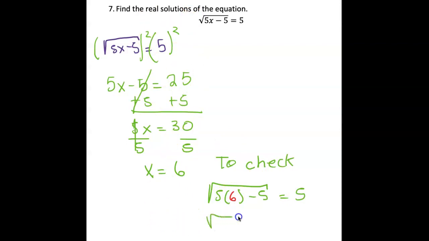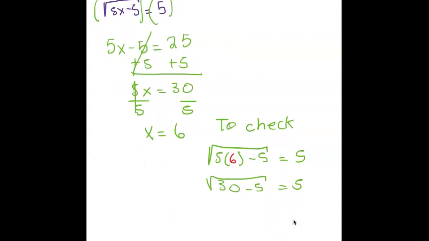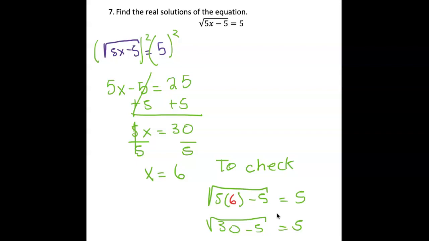Okay, so then that, what is that? 30 minus 5. 30 minus 5 is 25. Square root of 25 is 5. So yes, that does work. This is a valid solution. Valid. That looks bad. Let's write it again. Valid. Okay, beautiful.